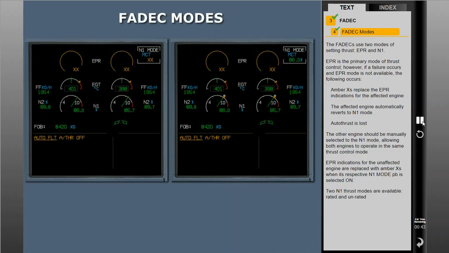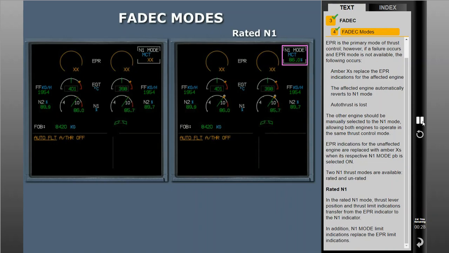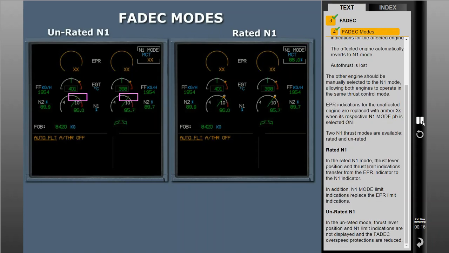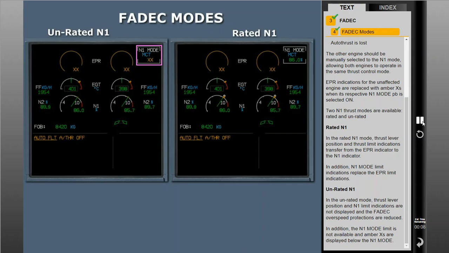Two N1 thrust modes are available, rated and unrated. In the rated N1 mode, thrust lever position and thrust limit indications transfer from the EPR indicator to the N1 indicator. In addition, N1 mode limit indications replace the EPR limit indications. In the unrated mode, thrust lever position and N1 limit indications are not displayed, and the FADEC overspeed protections are reduced. In addition, the N1 mode limit is not available, and amber X's are displayed below the N1 mode.